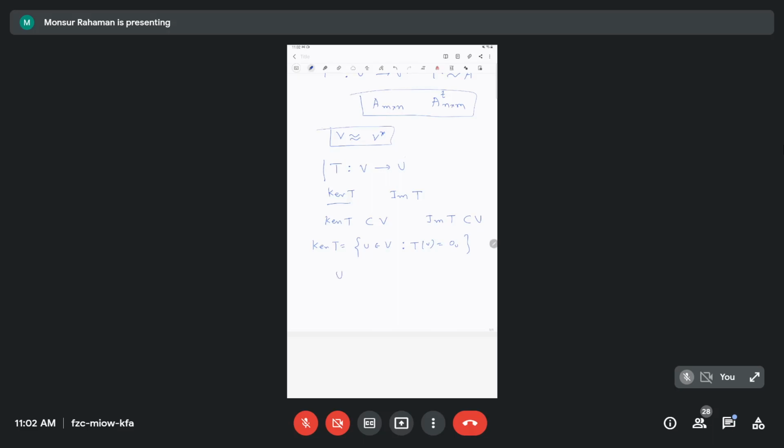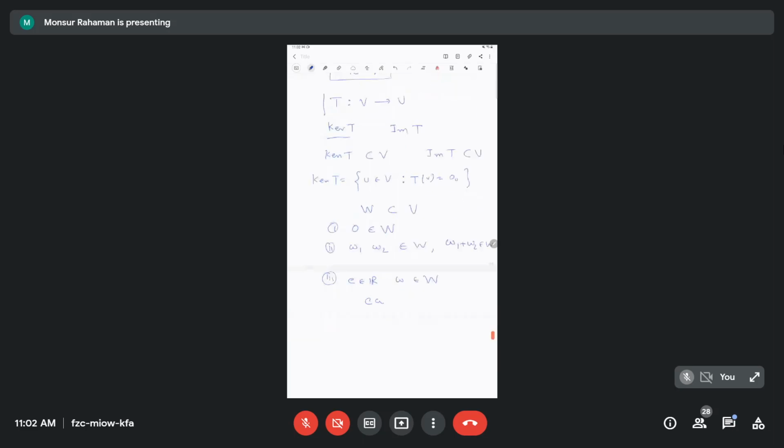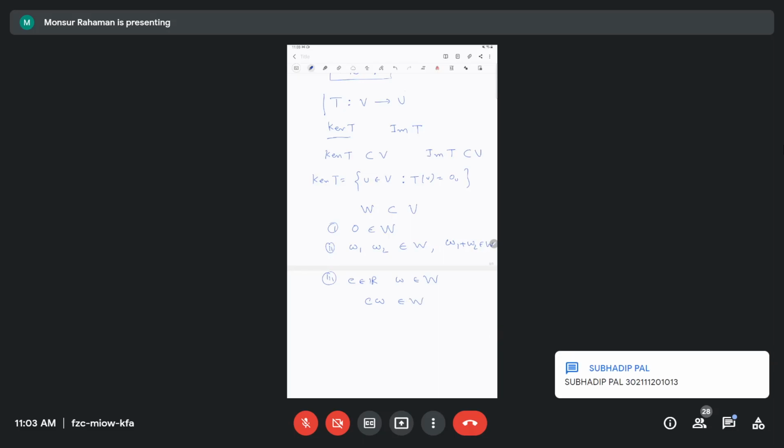Suppose you need to prove that W is a subspace of V. Then first you have to prove that 0 is in W. Second, for any W1 and W2 in W, W1 plus W2 has to be in W. And third, for any C belonging to R and W belonging to W, CW has to be in W. So these three conditions you have to check for ker T, because you have to prove ker T is a subspace of V.